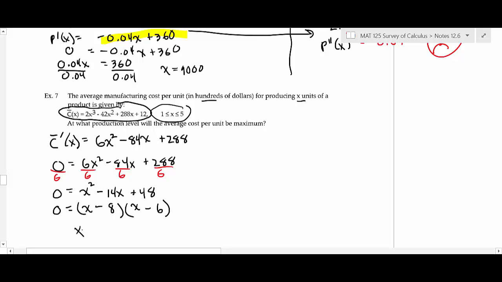So anyway, this gives x equals 8, and it gives x equals 6. Now, something about this is a little weird, because this may have been something I typed wrong. It says from 1 to 5. Okay.